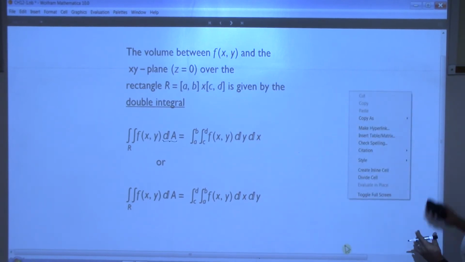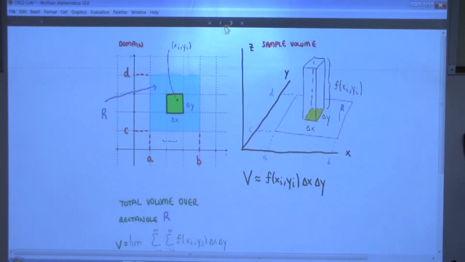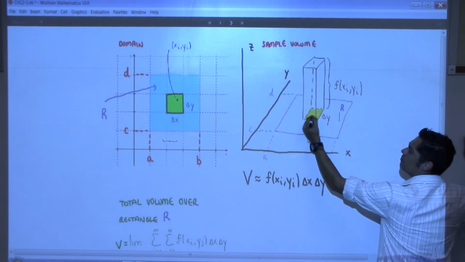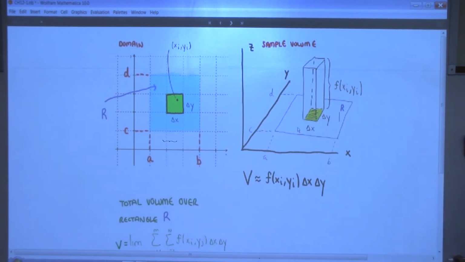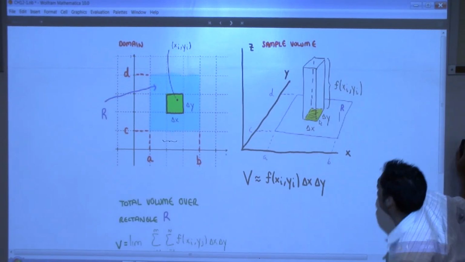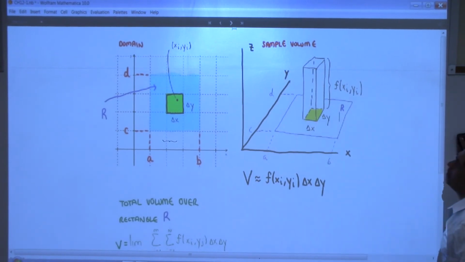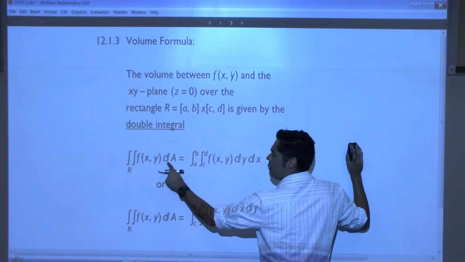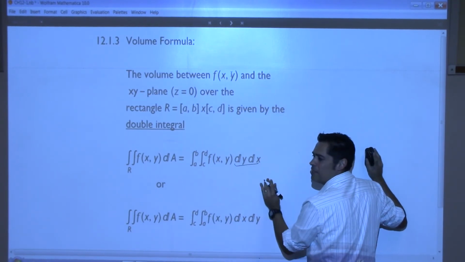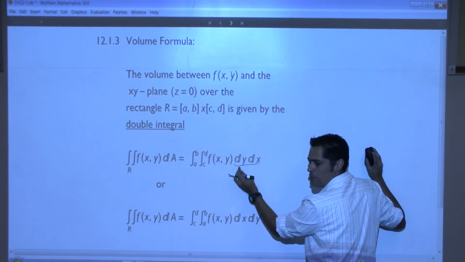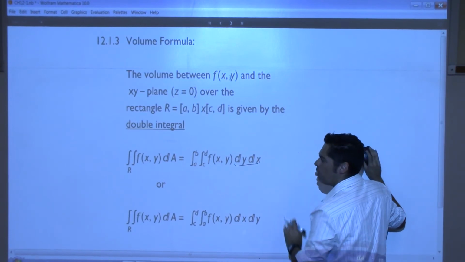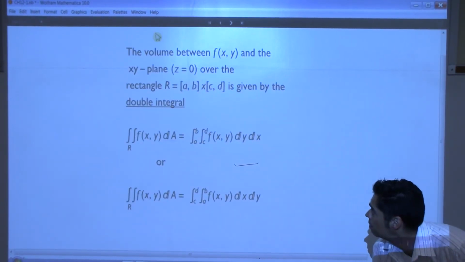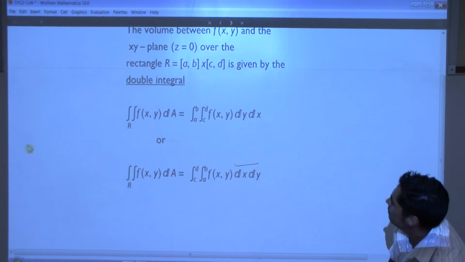If I go back to that picture, this right here, that yellow piece right there, is delta x times delta y. That's a little area on the ground, isn't it? So that is actually the dA. And now if I just change that over, this is what dA is, right? dx times dy. Or it's this other formula. What's the difference between these two?